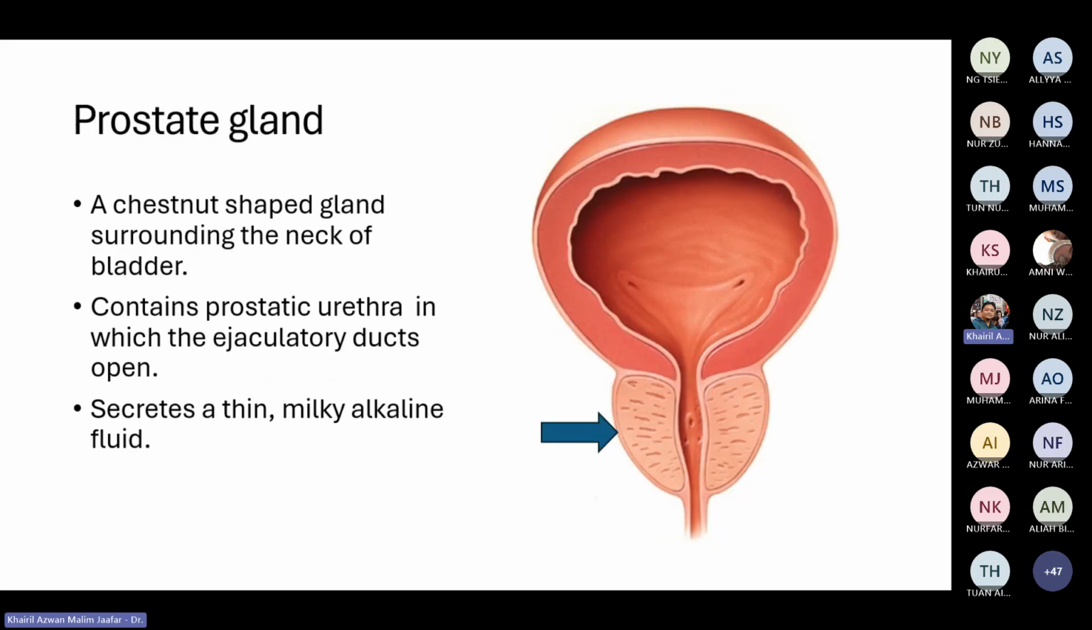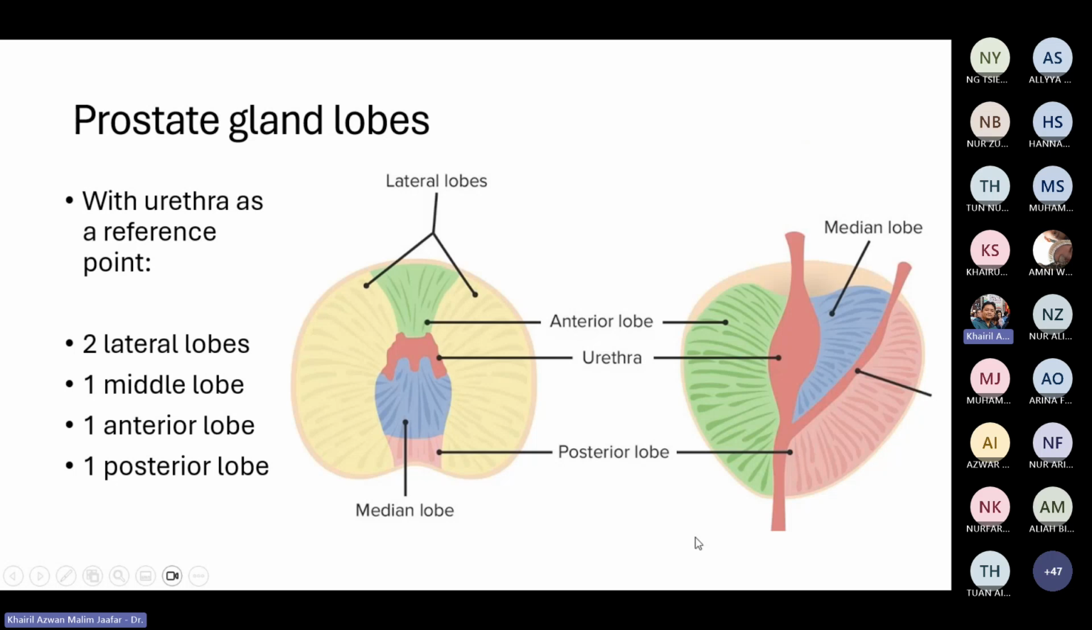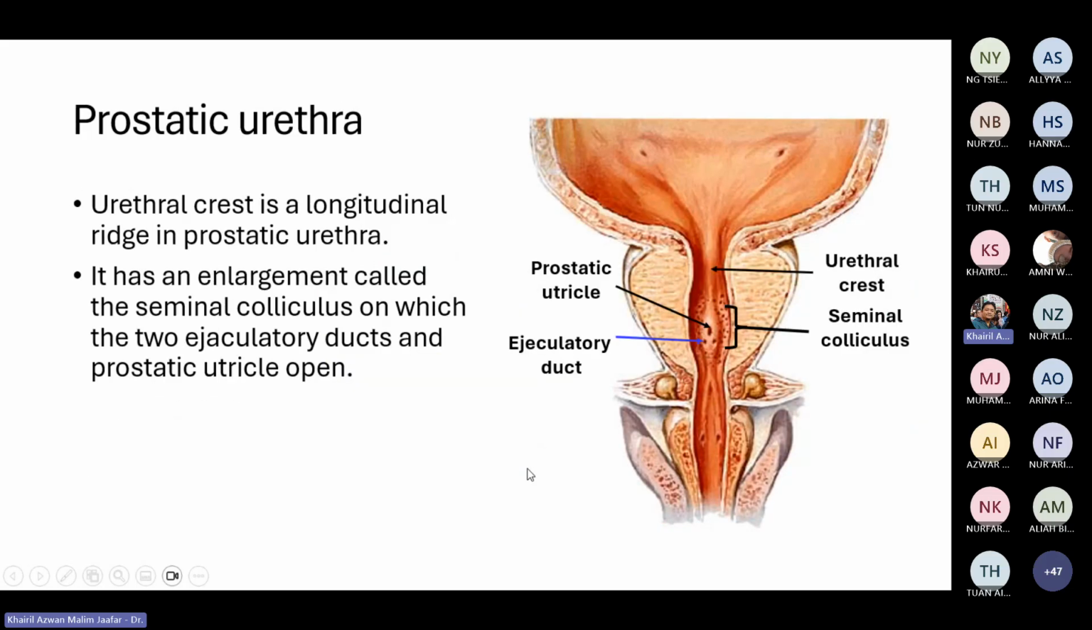Next, we have the prostate gland, a chestnut-shaped gland at the neck of the bladder. It secretes a thin, milky alkaline fluid during ejaculation. This is also important: the lobes. Two lateral lobes, one middle lobe, one anterior lobe, and one posterior lobe. The lobes are where some diseases happen, like benign prostatic hypertrophy and also prostatic cancer.